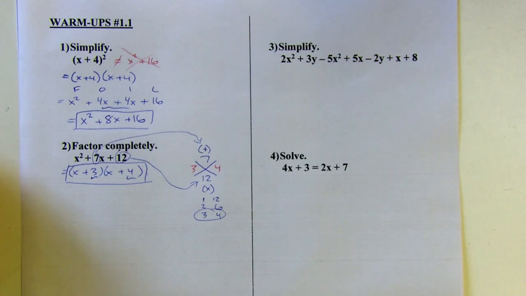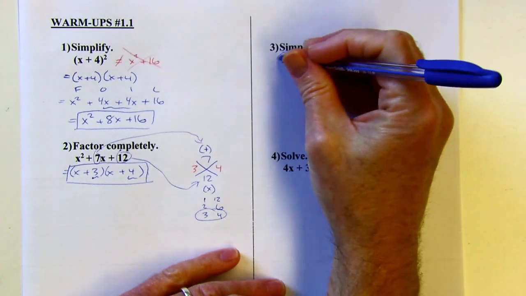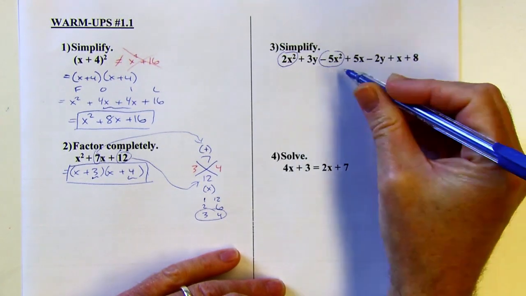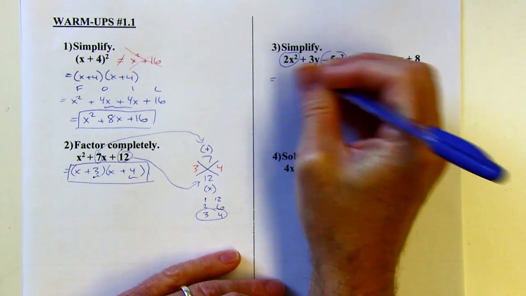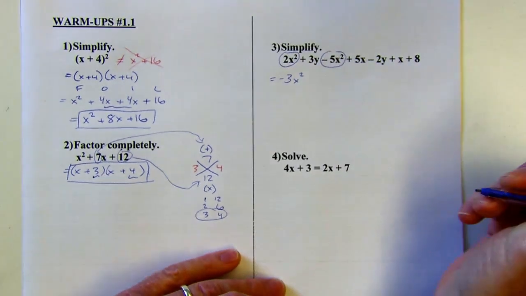I'm just going to simplify this by combining like terms. So I'm looking for x squared terms first off. Well, there's an x squared term. Here's one. And those are the only two. Okay, so those are going to combine. I've got 2 of those minus 5 of those. That means I've got -3 of those, being x squareds.